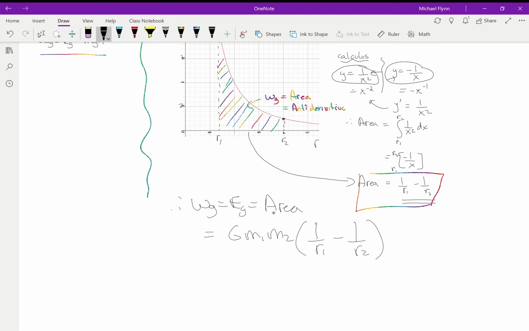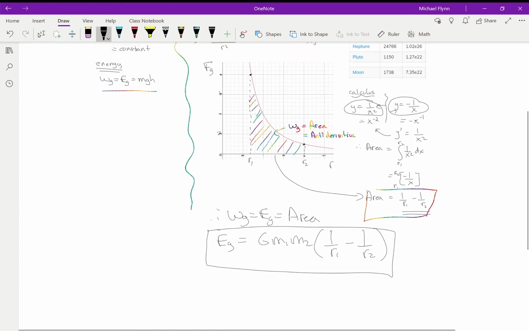This is how you do universal gravitation. This is how you find its gravitational potential energy, or the change in gravitational potential. It's as simple as that. So there you go. That is a new formula for you.